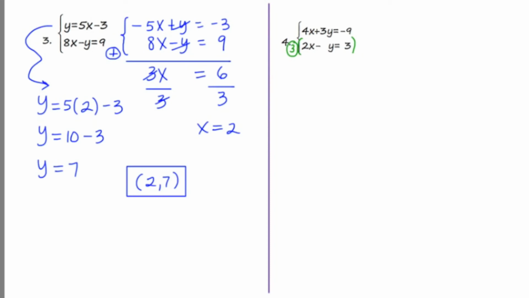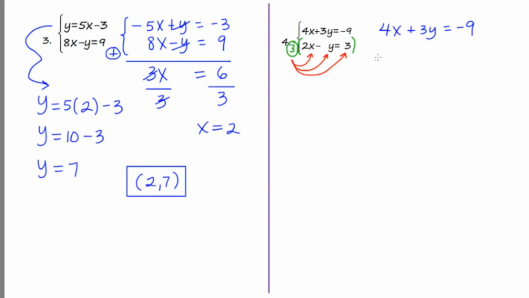Now, the top row, I'm not doing a thing to. I'm just going to rewrite it. So 4x plus 3y is equal to negative 9. But the bottom row, I'm going to distribute the 3 through each and every term from beginning to end. The 3 is going to be multiplied by 2x. The 3 is going to be multiplied by negative y. And the 3 is going to be multiplied by 3 at the end. So make sure you grab all of those 3 terms.